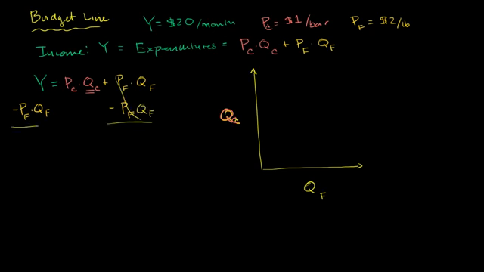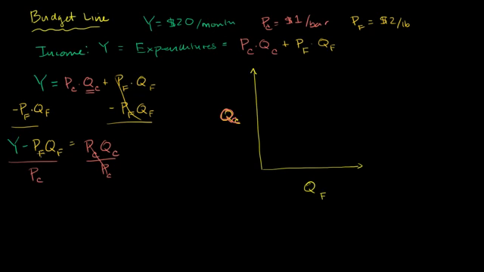This cancels out. The left-hand side becomes your income minus the price of fruit times the quantity of fruit, and this is going to be equal to your right-hand side, which is just the price of chocolate times the quantity of chocolate. Now, if we want to solve for the quantity of chocolate, we just divide both sides by the price of chocolate.